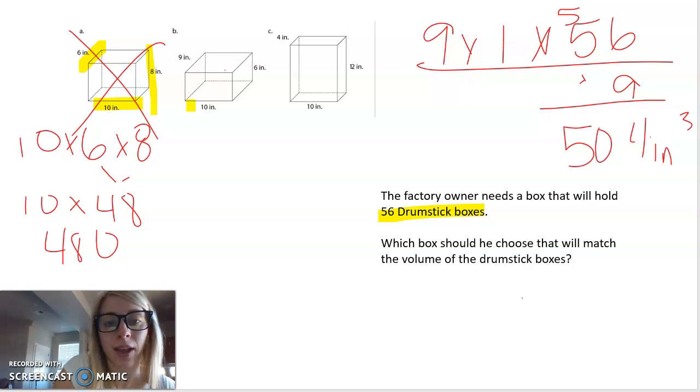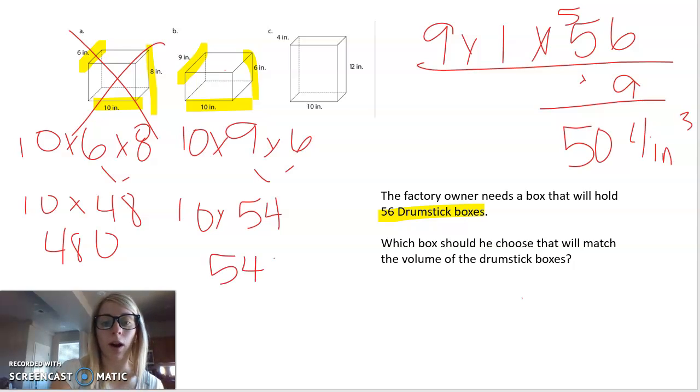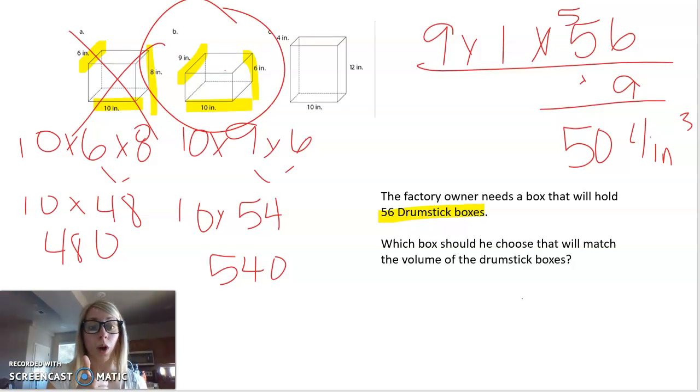Okay, next one. Length times width times height. I'm going to do 9 times 6 first because I know that that's 54. Multiplied by 10, I'm just going to do 54 times 1, which is 54, and then add a 0. So that's big enough. It's not the same as 504, but it's bigger. So we know that B will work.